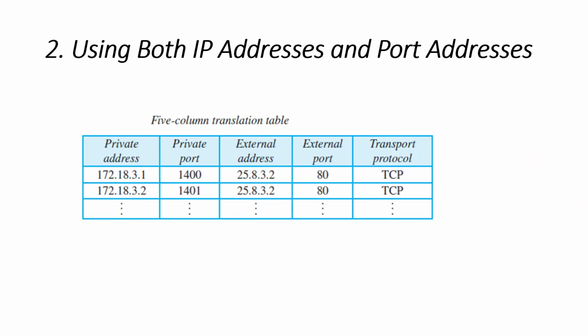Using both IP addresses and port addresses. This is the 5-column translation table. It uses the private address, private port number, external address, external port number, and the protocol, the transport protocol which we are using for transmission.